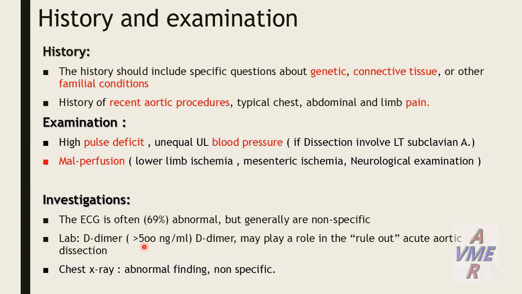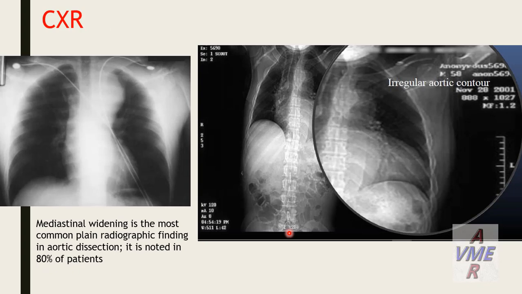D-dimer is elevated more than 500 nanogram per milliliter within 24 hours of acute chest pain, and it may have a role in ruling out acute aortic dissection if negative. Chest X-ray has common abnormal findings, but all of them are non-specific. This is a finding on chest X-ray in acute aortic dissection. We have here mediastinal widening, which is the most common plain radiographic finding in aortic dissection, and it is noted in 80% of patients.